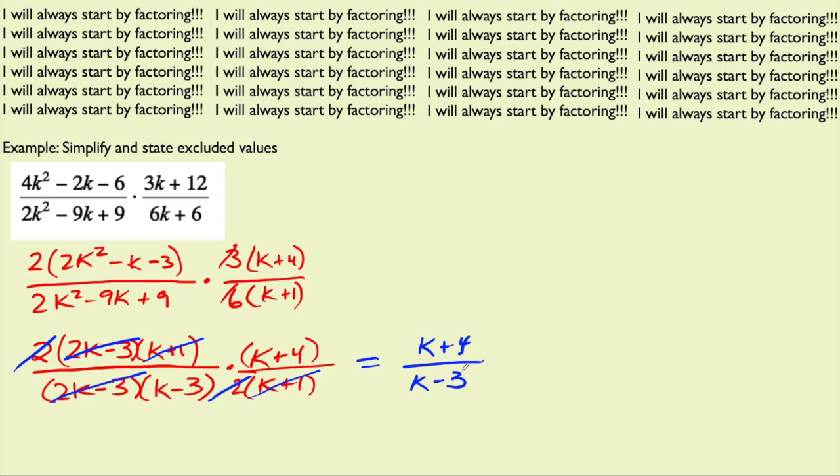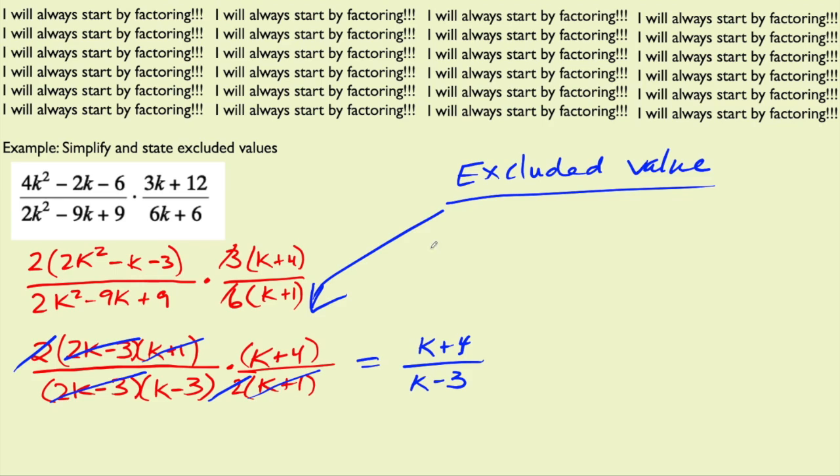I did forget to state the excluded values. So you're going to state the excluded values from this step right here, not from the finished form. So my excluded values, it would be k can't equal 3/2. Again, all I'm doing is I'm setting each denominator's factors to 0. So this one will give me a k value of 3/2.